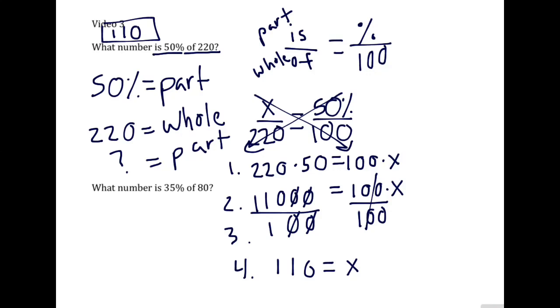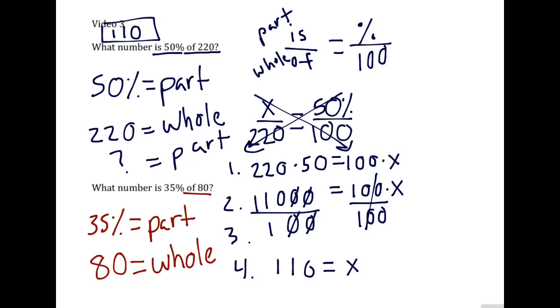My answer is 110. Second one, what number is 35% of 80? So I'm trying to figure out what number is 35%. That's my part. It's also a percent, so I know it's going to go over 100. Of 80, of means it's the whole thing, so 80 is the whole thing. So when I set this proportion up, I know that 35% is out of 100. 80 is my whole thing. I'm looking for the part, the number that x, my variable, is.